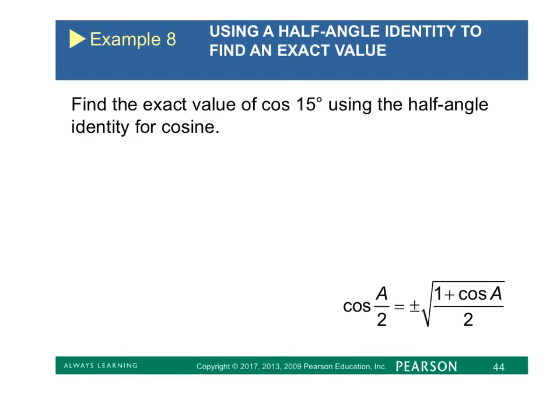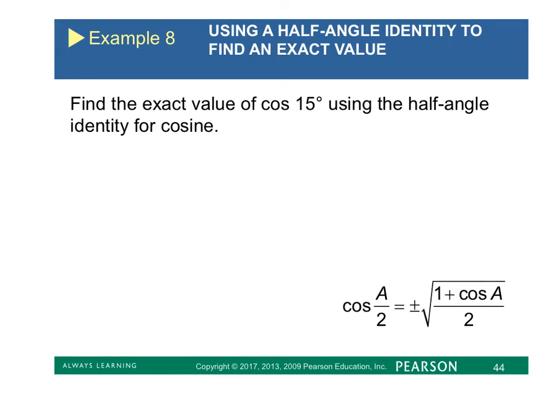Let's try to use them. Find the exact value of cosine of 15. Now, why do I know I would use a half angle? Because if I double 15, it's 30.